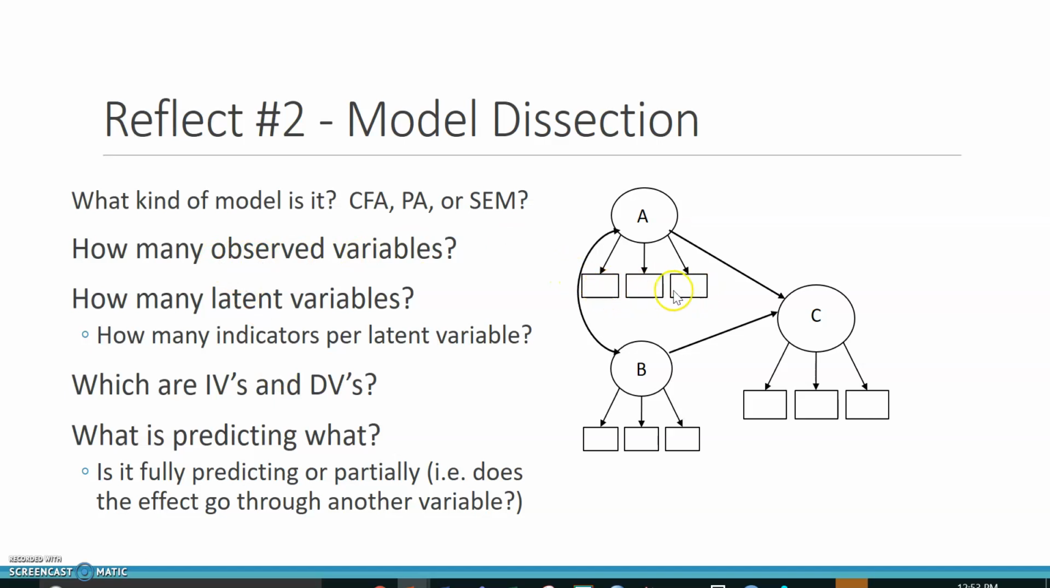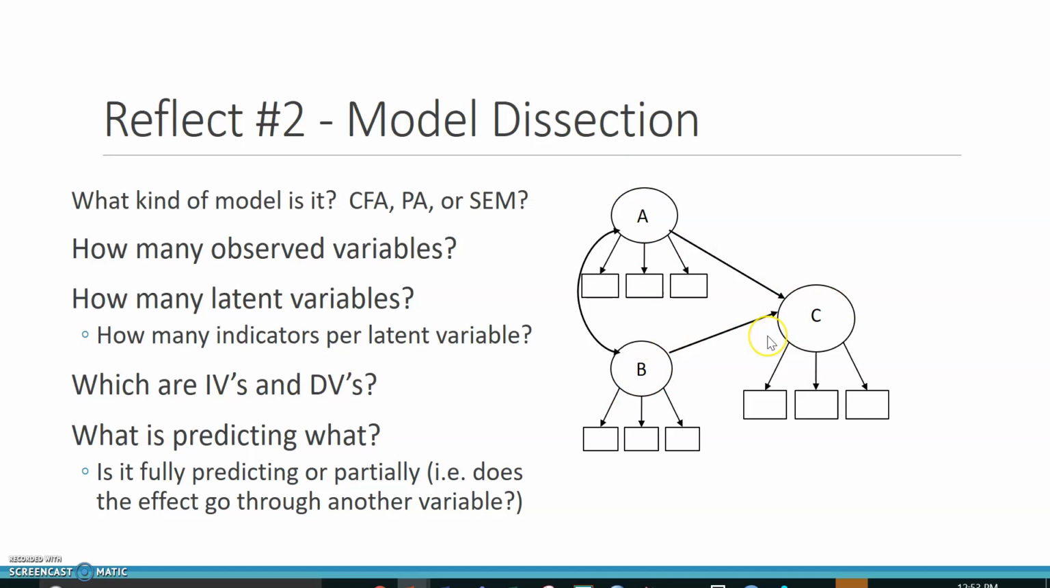When we talk about observed variables, these are going to be all of our indicators. So in this case, 3, 6, 9 items that are observed. We have 3 latent variables. Those are our 3 circles up here. Independent variables are 2, A and B, are both predicting C. So C is our dependent variable. It is being predicted by A and B.